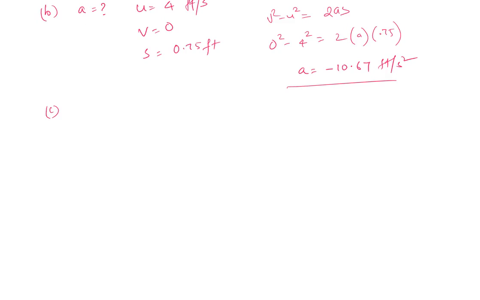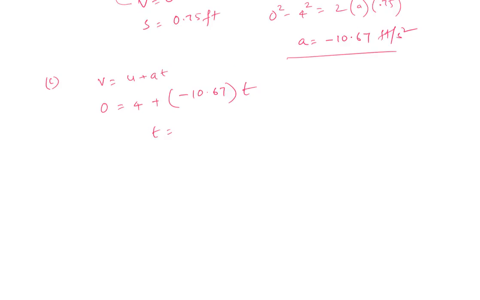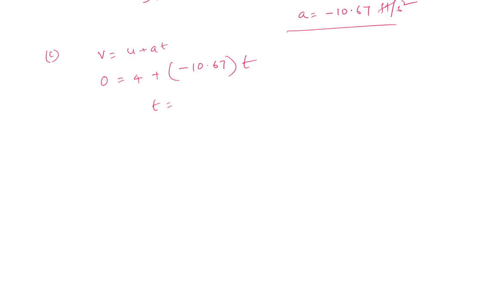And the next is how long it takes for the velocity to change from here to here. So we use our regular formula, v equals u plus at. So v, the final velocity, is 0, that means it comes to rest. Initial is 4 plus a, which is negative 10.67, times t. So time comes to 4 divided by 10.67, so that's about 0.375 seconds. Okay.